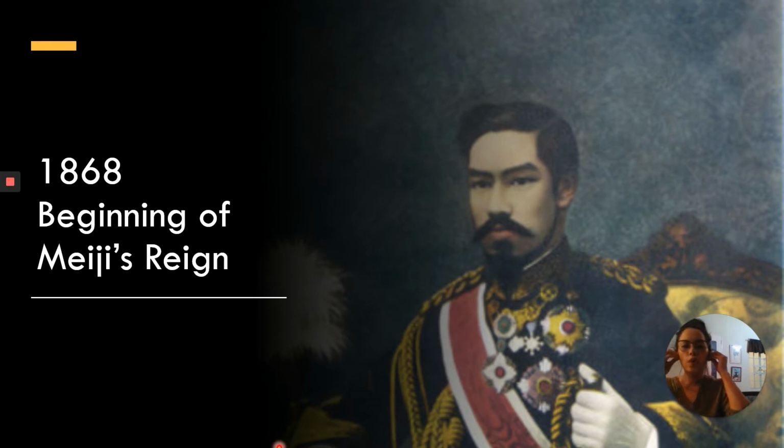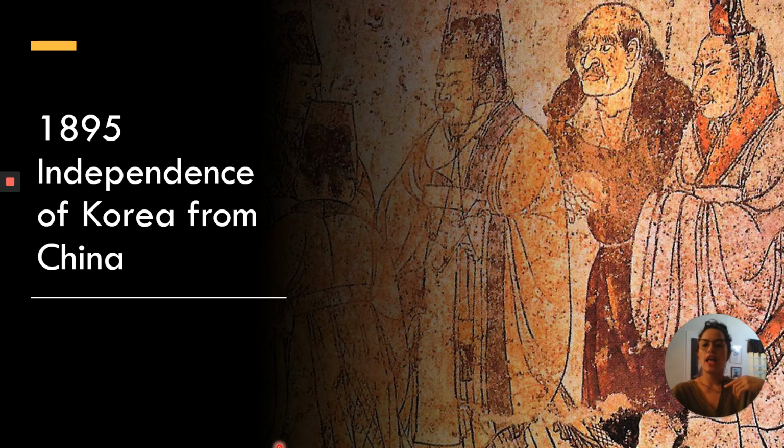Okay, so we have here the beginning of the Meiji's reign. The Meiji, the one that succeeded the Tokugawa shogunate. Independence of Korea from China, but sadly this is not as happy as you would think it would be, because when Korea became independent from China, it fell under Japan.